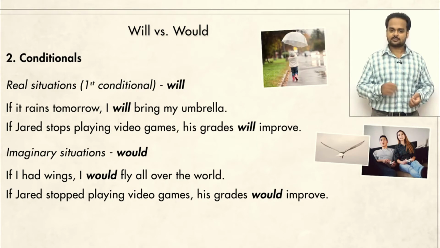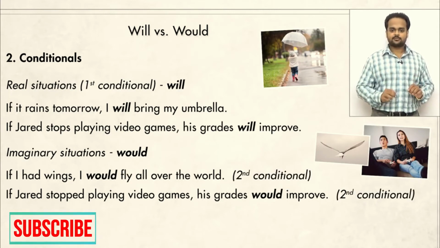It's similar to the sentence with will, but using the past tense with would just shows that I don't think this is possible. Jared is not going to stop. He's just going to keep playing video games, and his grades are never going to improve. Remember, with will, it's possible. With would, it's not possible. It's imaginary. And this type of sentence is called the second condition.